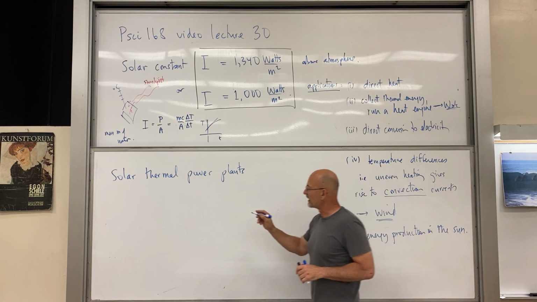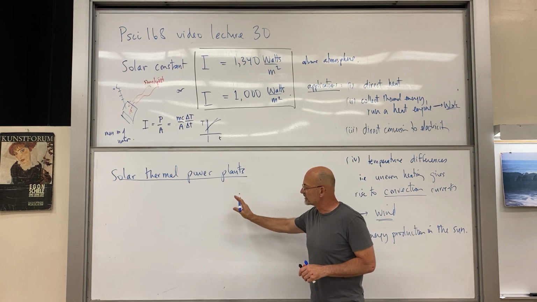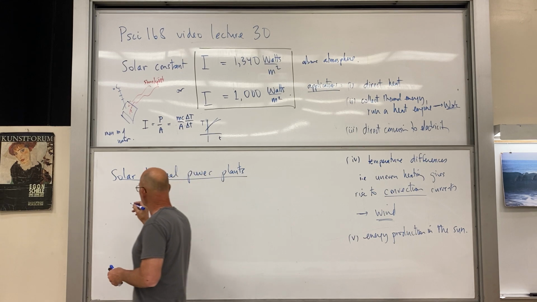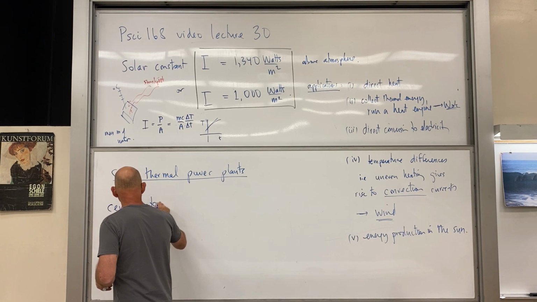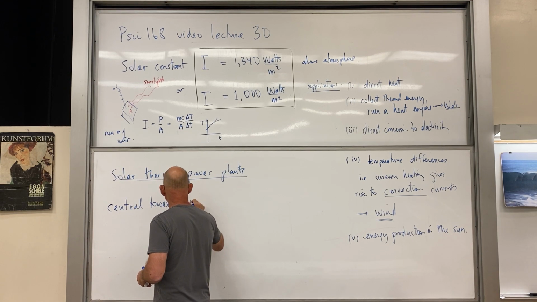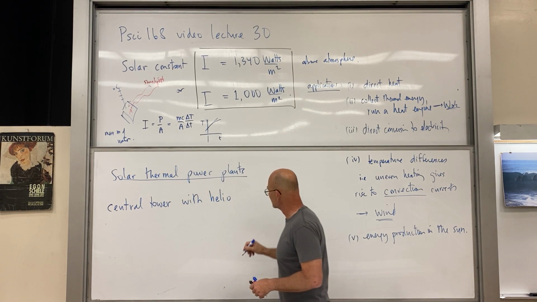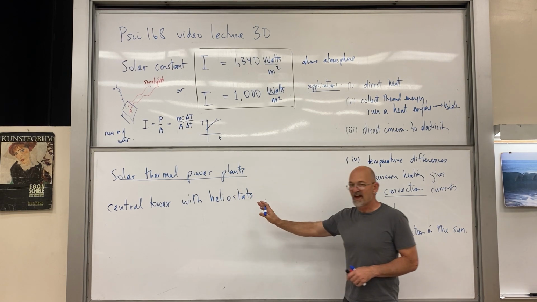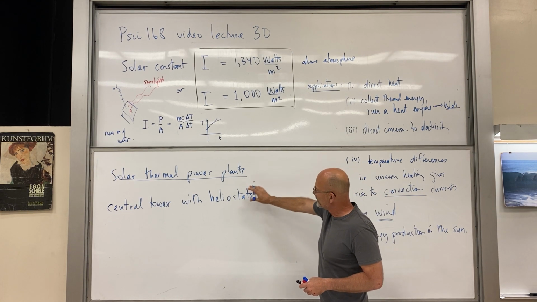So you're going to find some really interesting images for these, and I'll give you a list of things to look up after I discuss what's going on there. This is called the central tower. I'll just write central tower with heliostats. So these are all, make sure I write it out clearly, heliostats. This is all terminology you can type in when you're looking for images. So what's going on with the solar thermal power plant in the central tower?